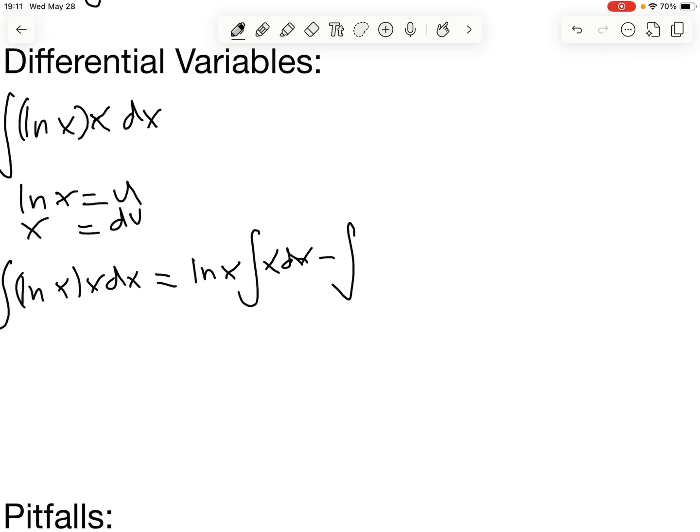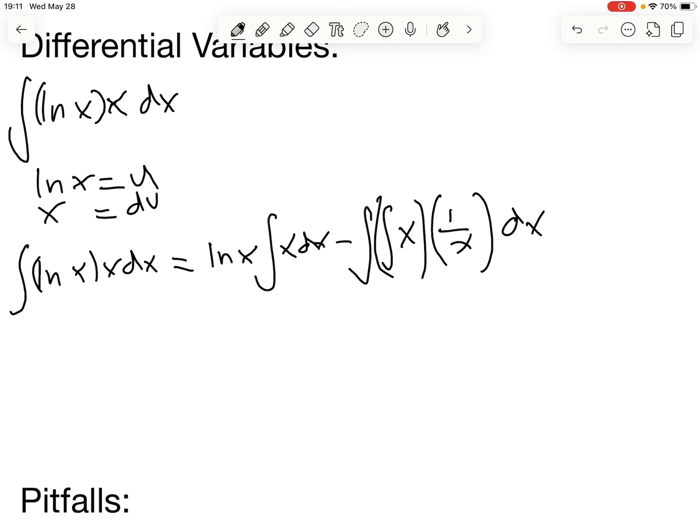So what's v? V, again, is going to be integrate x. And then du would be over x, so times 1 over x. It's important to get your parentheses correct here. dx. Now, that looks like a completely jumbled mess, but let's just get on with it.